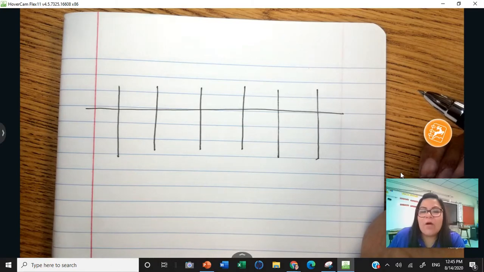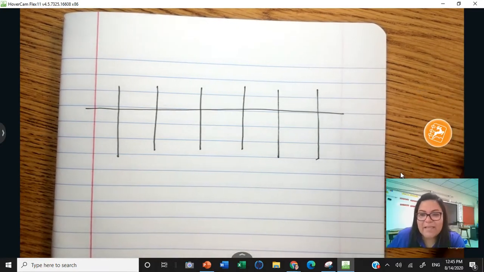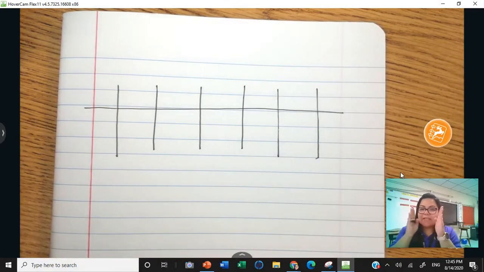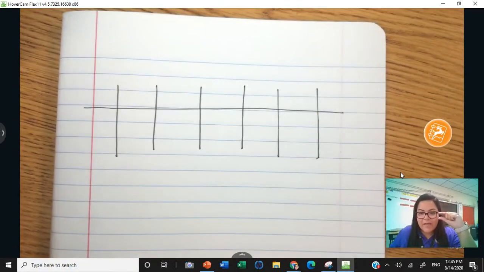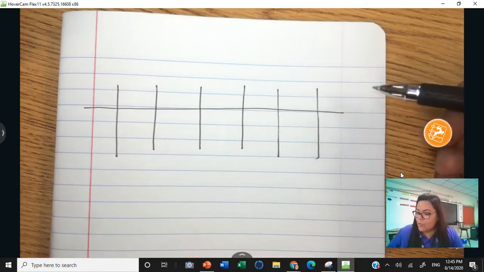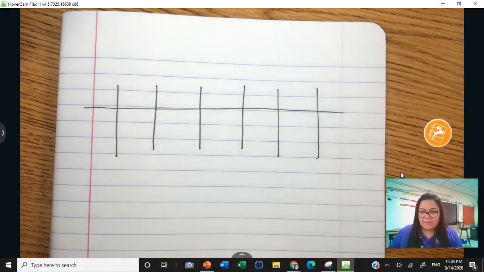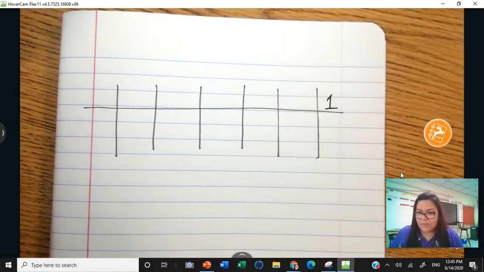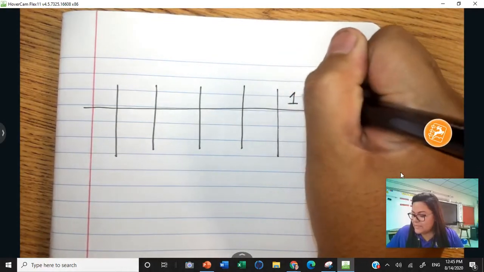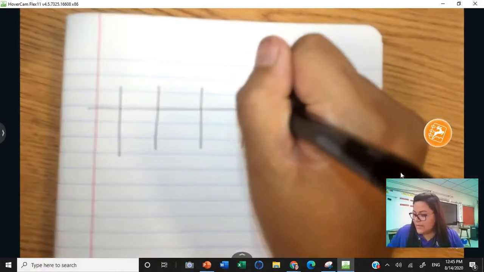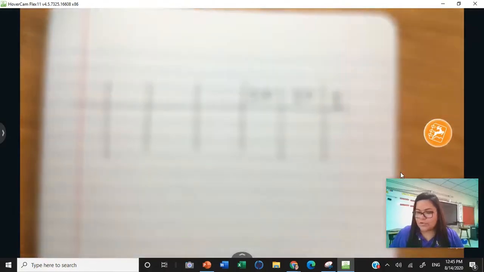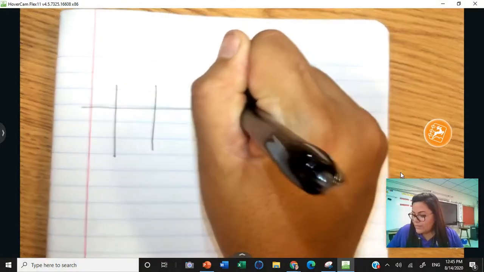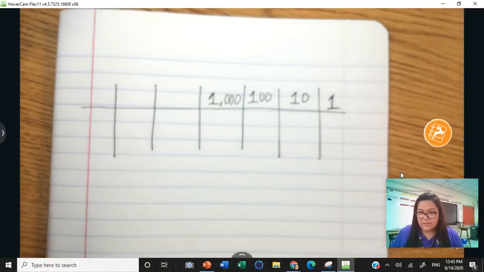All right, now the next part is filling in our place values, okay? So we always start with the smallest number, with the smallest value. Therefore, I'm going to start on the right-hand side, okay? Here is my ones place. Here is my tens place. Here is my hundreds place. Here I have my thousands place.